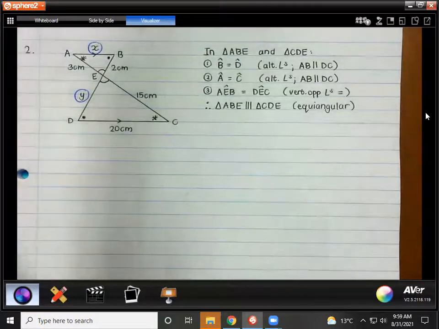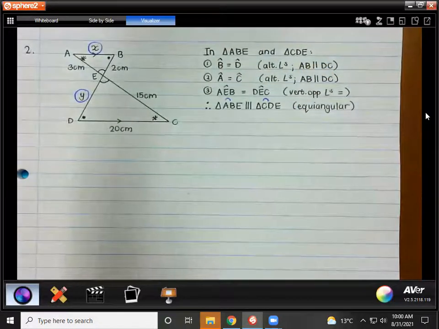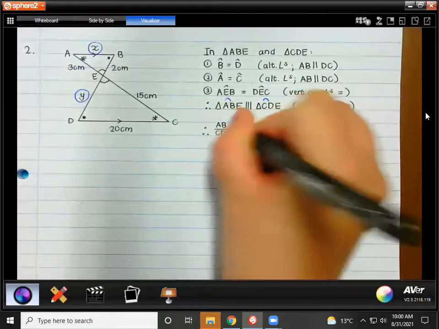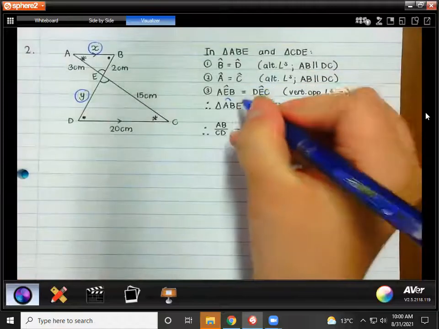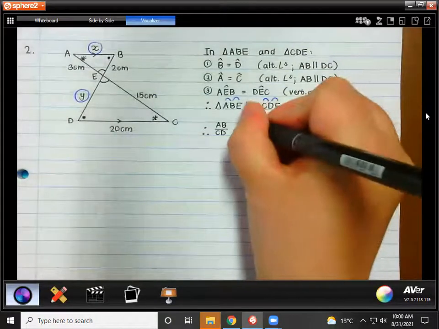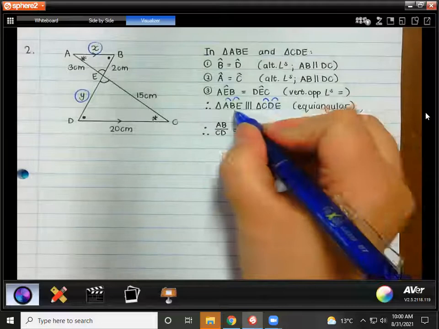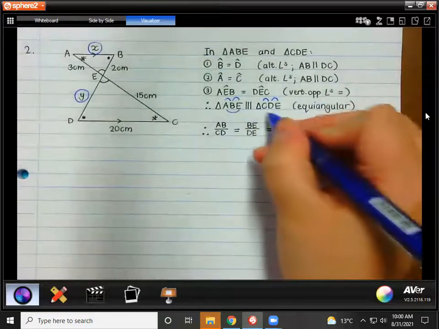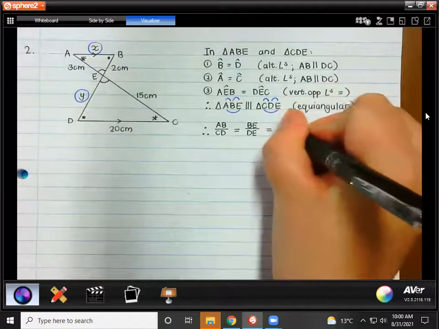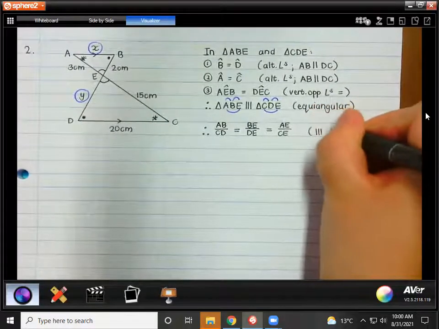Now we have to do our frog faces. So we're going to say AB over CD is equal to, second eyes, BE over DE, equals, mouth, AE over second mouth, CE. The reason, again, important, similar triangles.